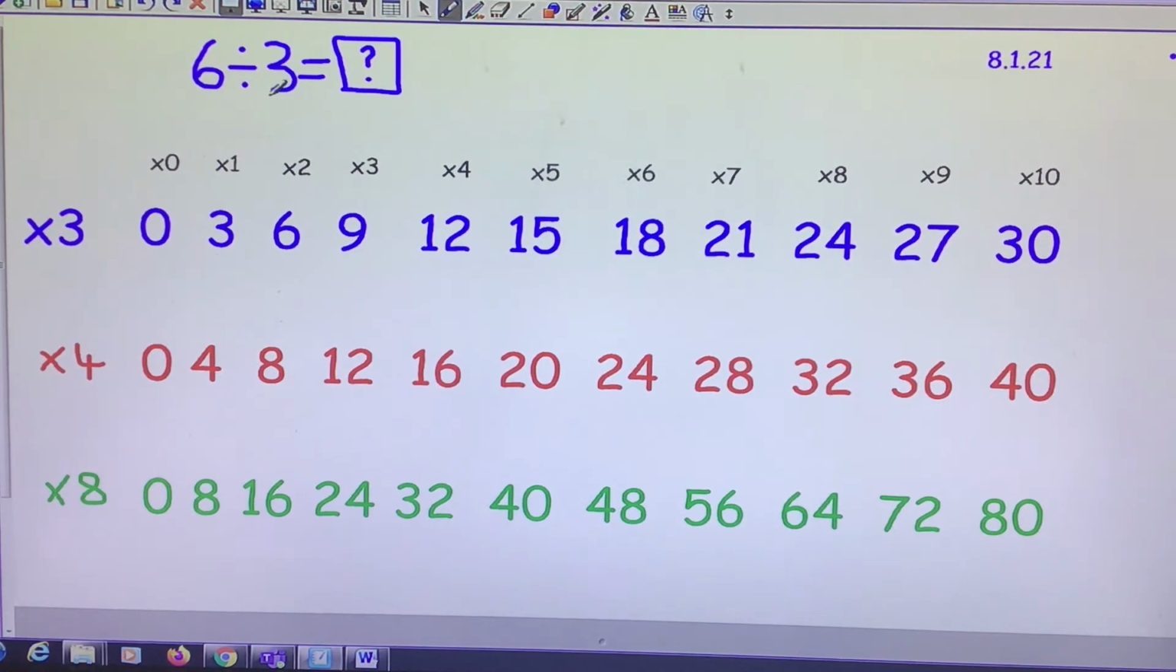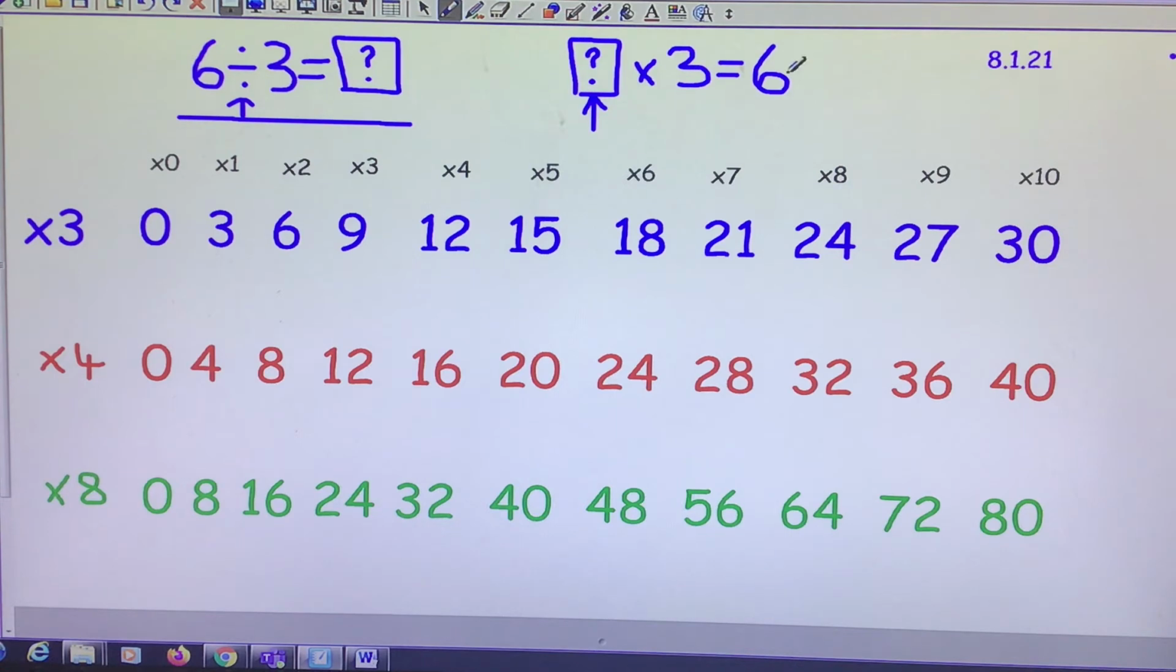But before we do that, we're going to change our equation. We're going to use the inverse operation and think about our number families, okay? So we had the whole. We know how many were in each group. We didn't know how many groups we needed. We do know how many are in each group. There are 3 in each group. And we do know the whole. There are 6 altogether. So we have to find out how many groups there are. Something times 3 equals 6.